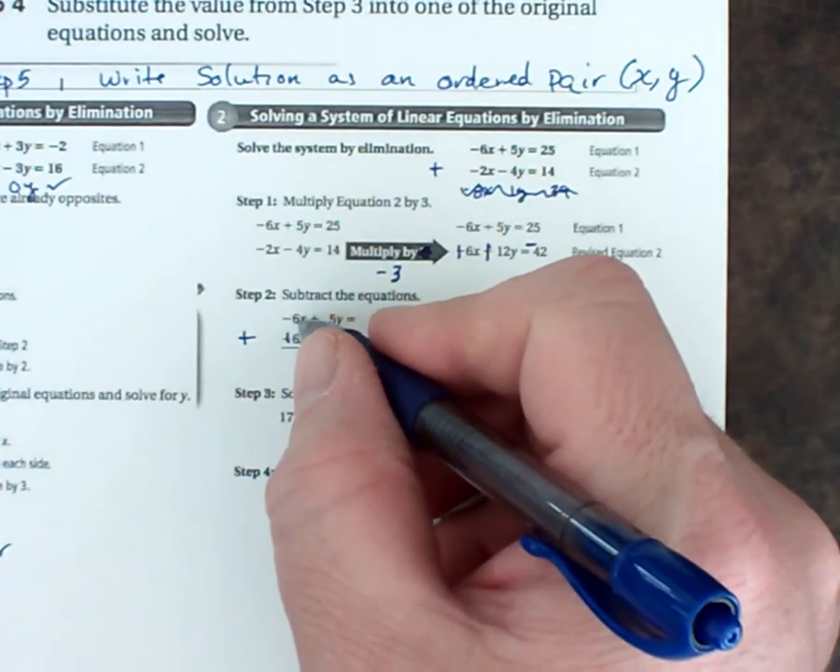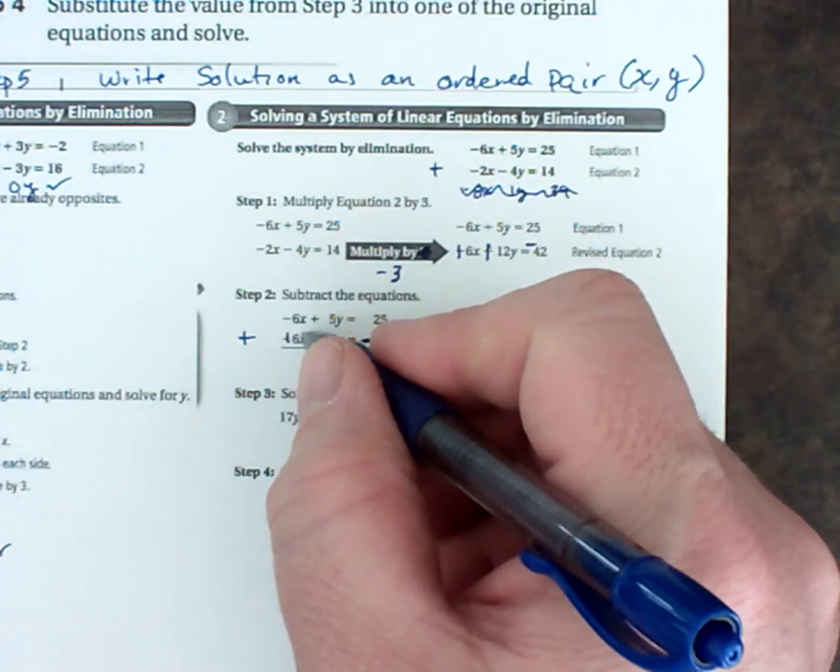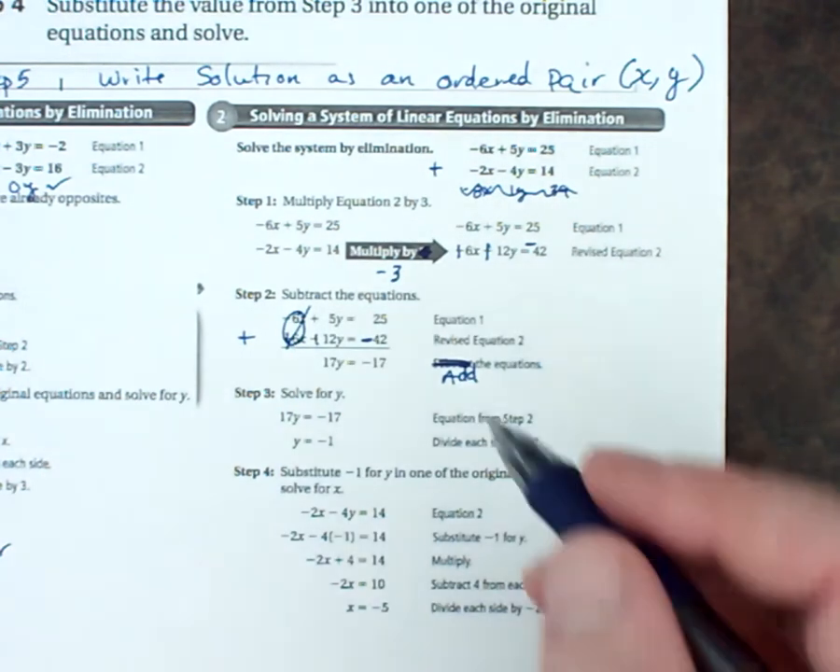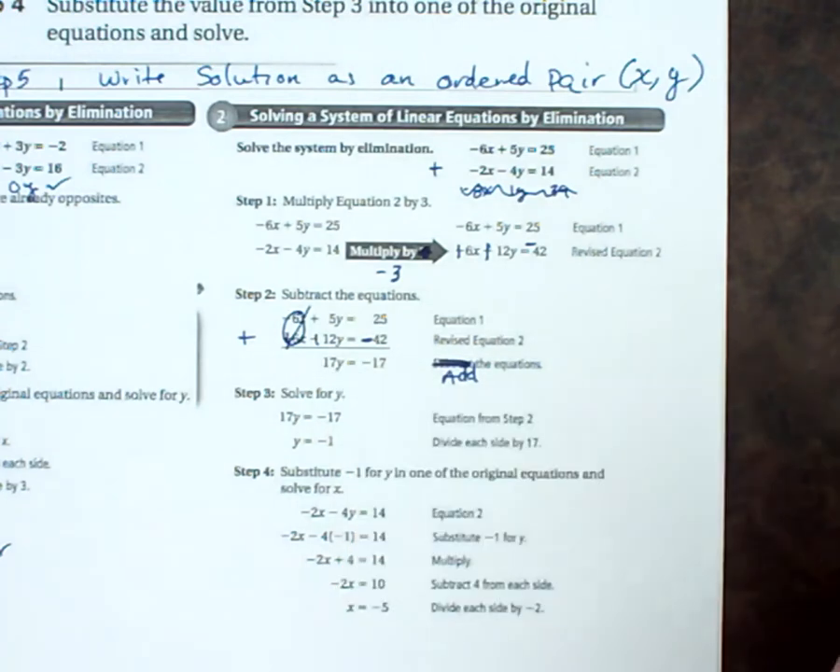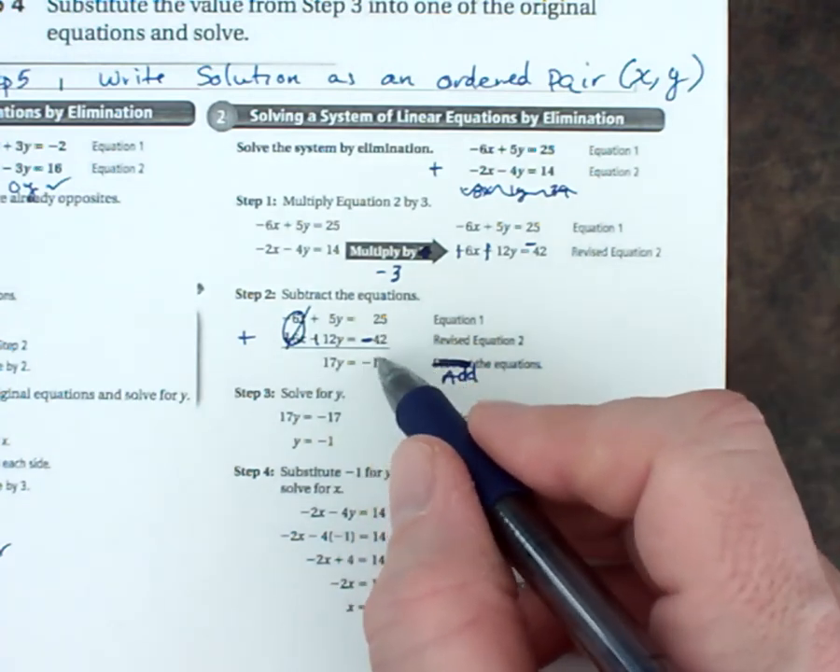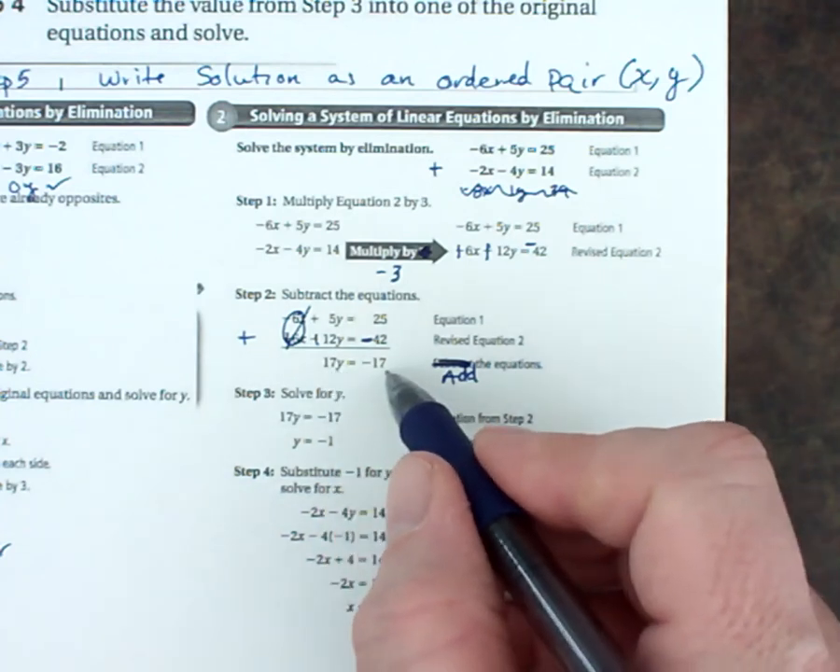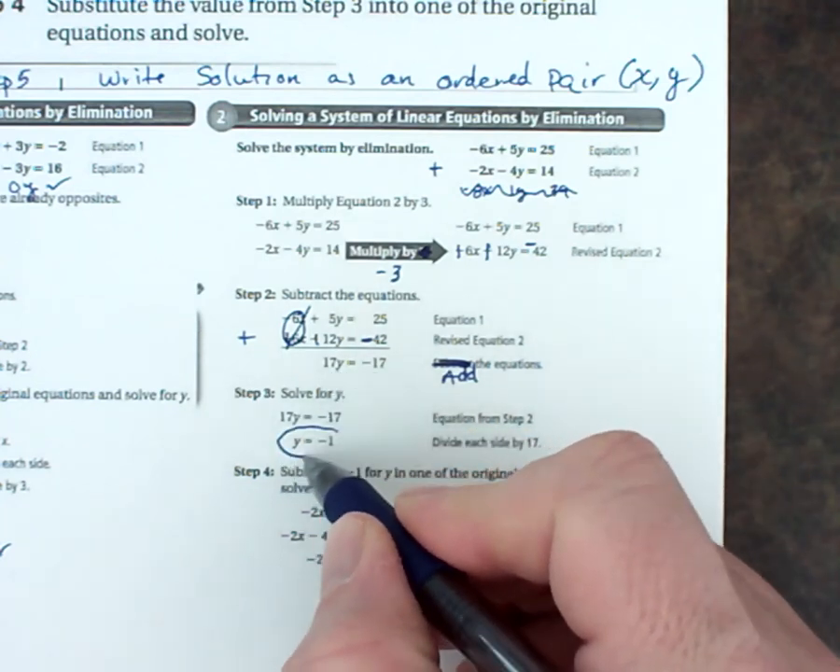Notice that negative 6x plus 6x is 0. 5y plus 12y is 17y. 25 minus 42 is negative 17. If I divide both sides by 17, I get y equals negative 1.